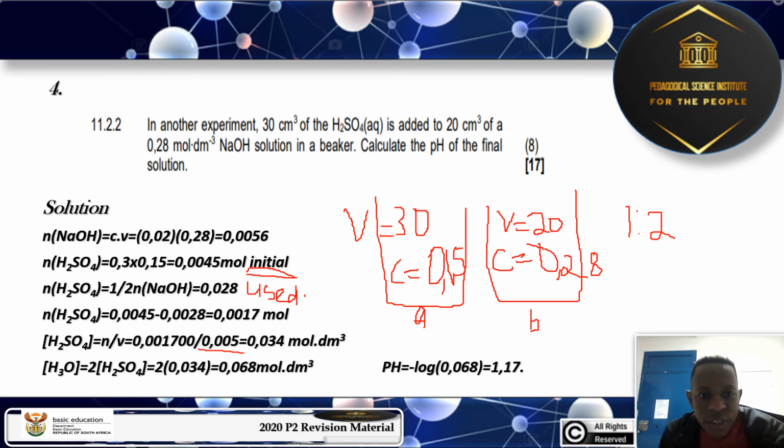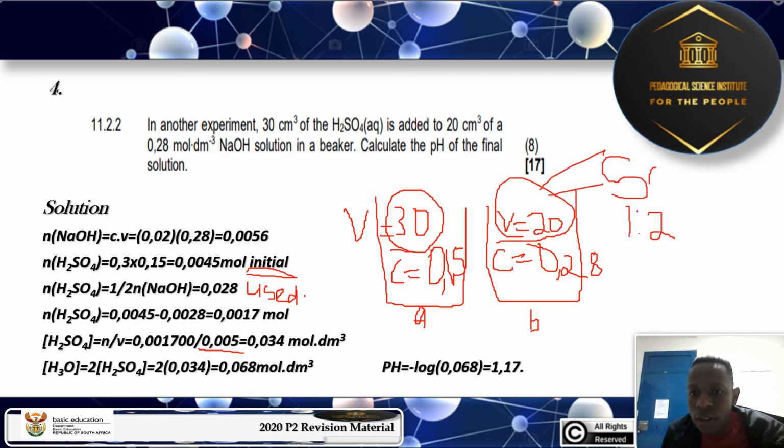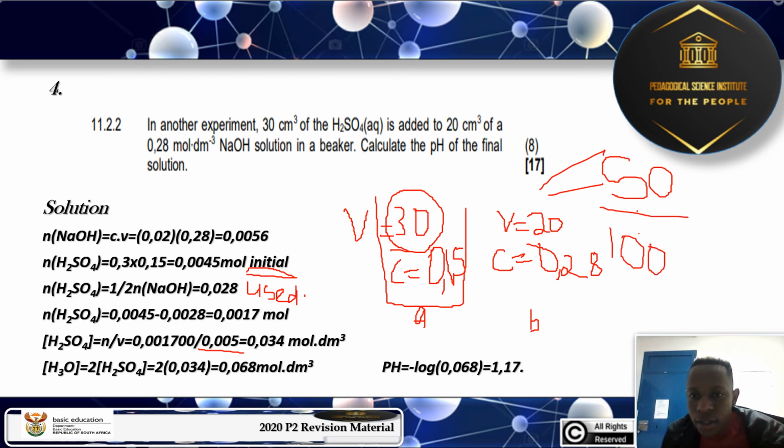You see, this volume is 50, guys. So this volume is this 30 and the 20. That is why we get a volume of 50. Then this 50, let me erase this, was divided by 1000. Remember, it was divided by 1000. That is why we got 0.05.